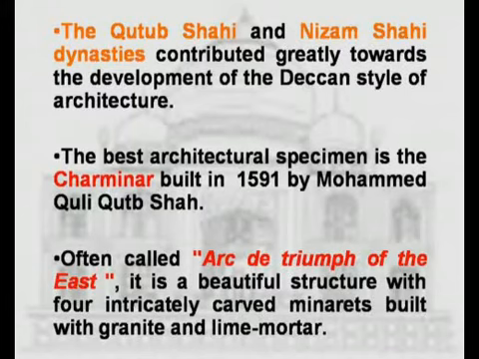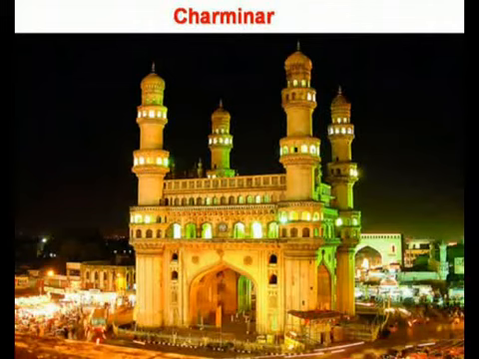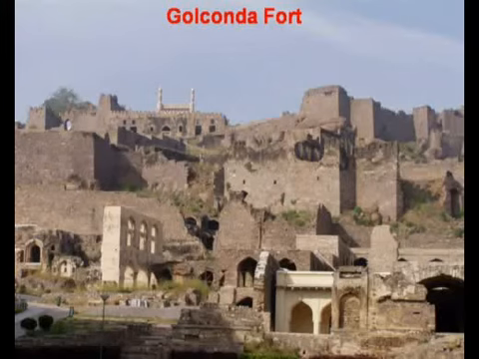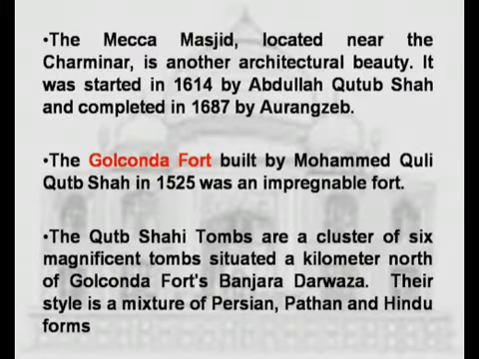And the best architectural specimen is the Char Minar, built in 1591 by Muhammad Quli Qutub Shah. The Mecca Masjid, located near Charminar, is another architectural beauty, started by Abdullah Qutub Shah, completed in 1687 by Aurangzeb. The Golconda Fort, built by Muhammad Quli Qutub Shah in 1525, was an impregnable fort of great strategic importance.